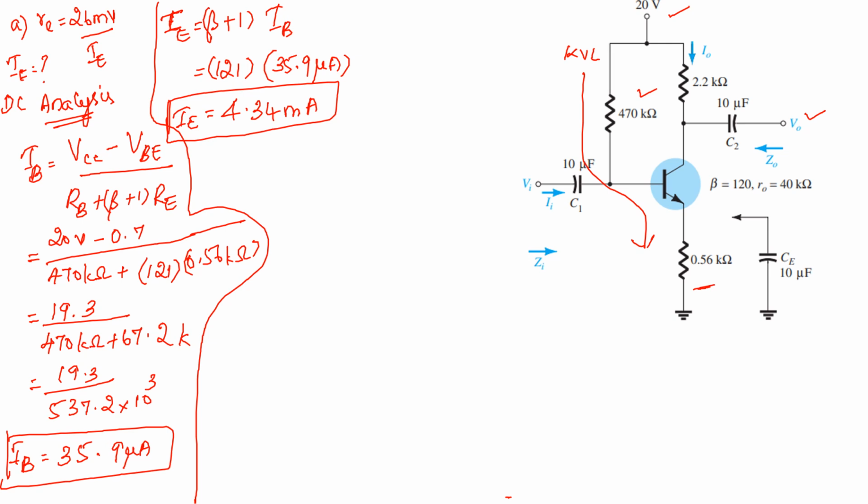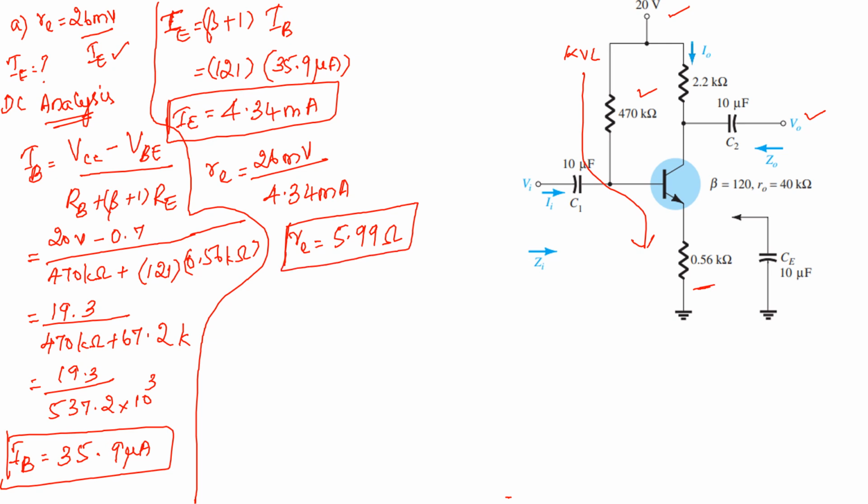So you have got IE, so you can substitute in the main formula, which is re is equal to 26 millivolt divided by 5.34 milliampere. That is, re is equal to, after calculation, you will be getting exactly 5.99 ohm. Okay. So the first value you have obtained.